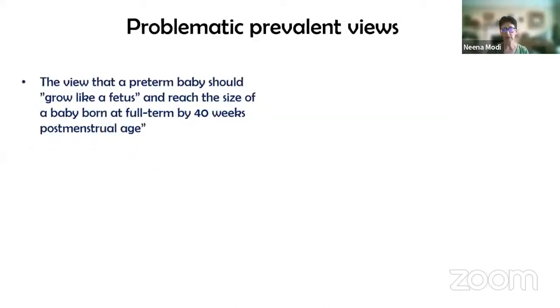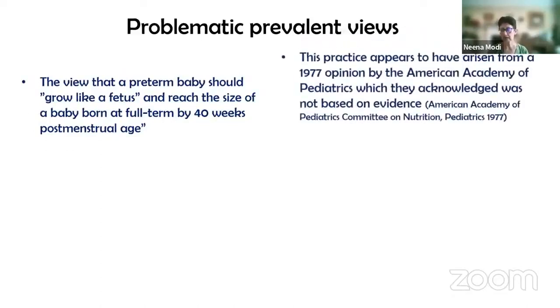First of all, we often hear this phrase that a preterm baby should grow like a fetus, in other words, reach the size of a baby born at full term by 40 weeks post-menstrual age. I find that a very difficult statement indeed. It's a statement that appears to have arisen from an opinion voiced in 1977, a very long time ago, by the American Academy of Pediatrics. They acknowledged at the time that this was not based on evidence.